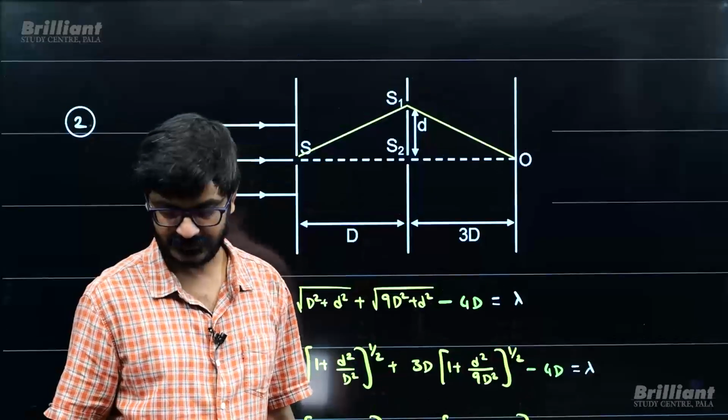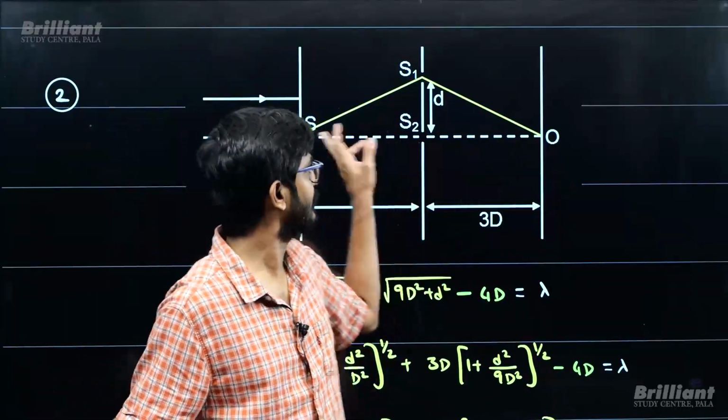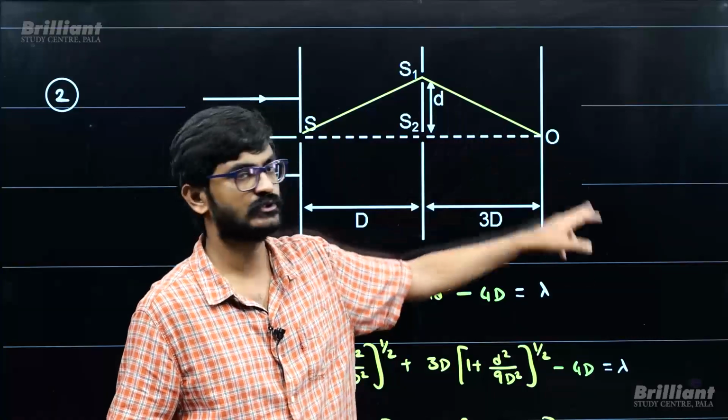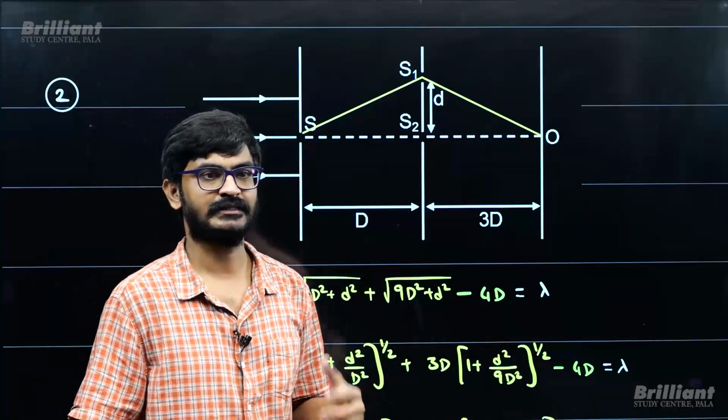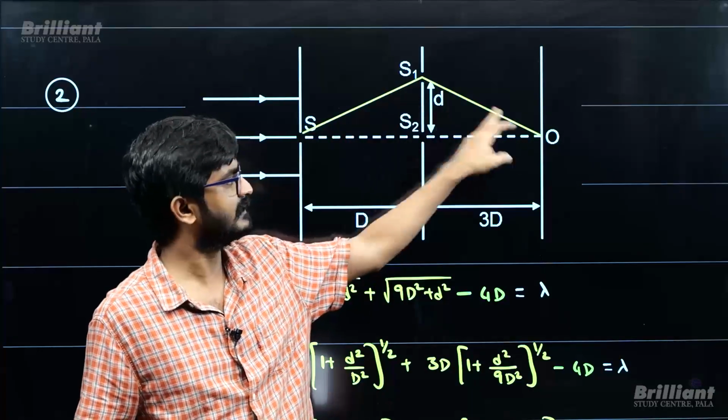Path difference must be n times lambda here. Now, one path length is this, one path length is this. You can see this path length is more. So how much more does it have to be? It has to be integral multiples of d. But if they are asking for the minimum value, then the path difference will be d.